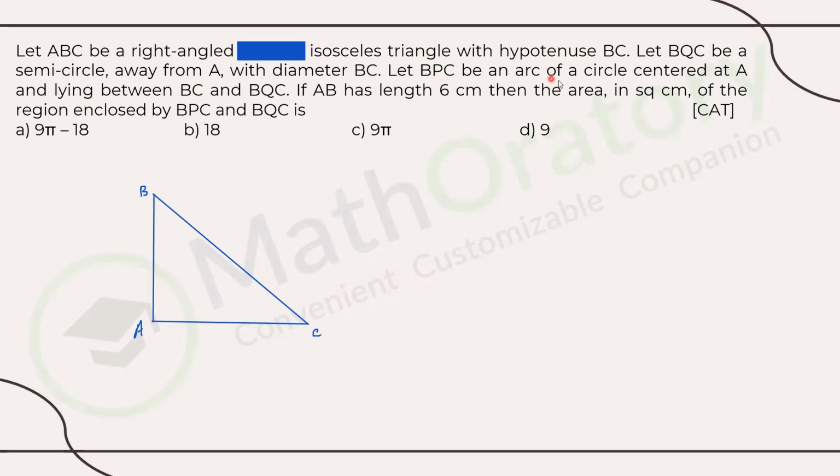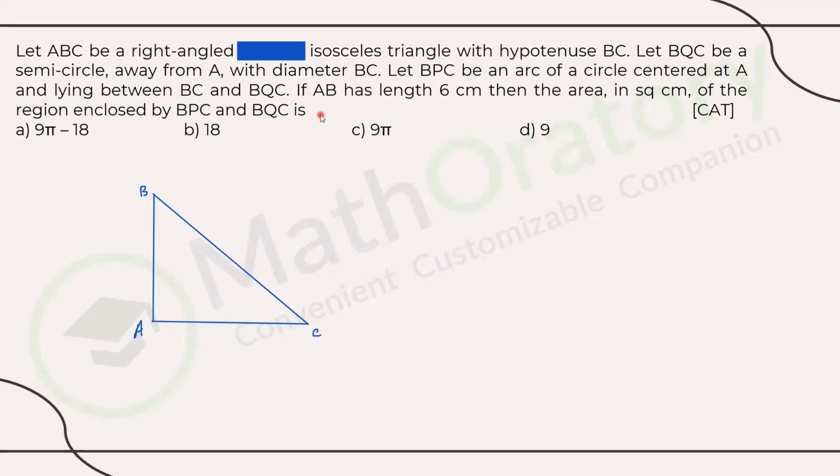Let BPC be an arc of a circle. Now BPC, again, P is some point on that arc. So BPC is an arc of a circle centered at A and lying between BC and BQC. So this arc is lying between BC and BQC, right? So this arc should go something like this. So if AB has length 6 centimeters, then find the area of the region enclosed between BPC and BQC.